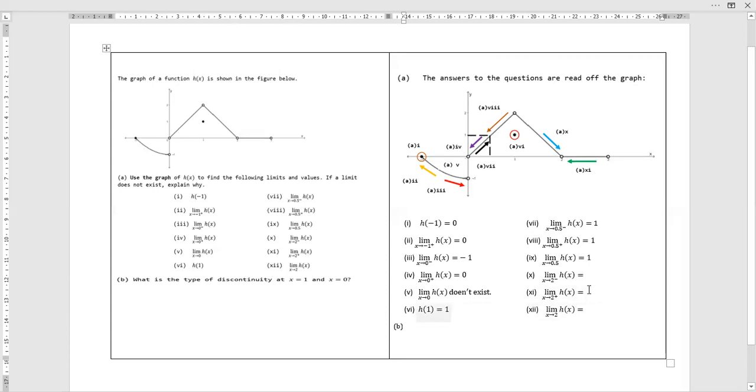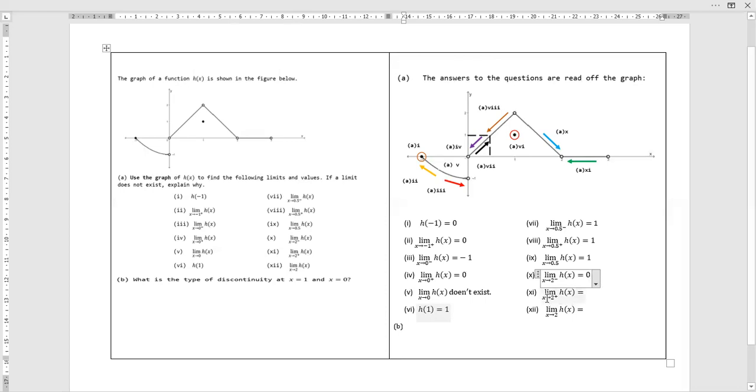Now, the next question is asking us here, what is the limit of h of x as x is approaching 2 from the left side? From the left side, we are looking at this piece here. So you can see that from the left side, the graph tends to 0.